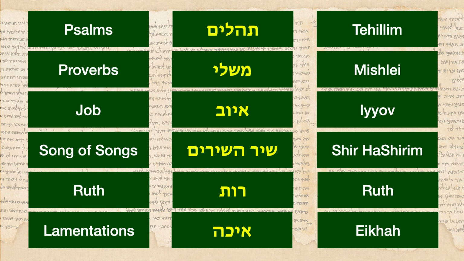Song of Songs or Song of Solomon, here in Hebrew it is Shir HaShirim. Shir means song, Shirim means songs. Shir HaShirim means song among the songs. That is, a song of songs. Ruth is obviously Ruth. There is no difference. Lamentations, the word for lamentations in Hebrew is Eicha.